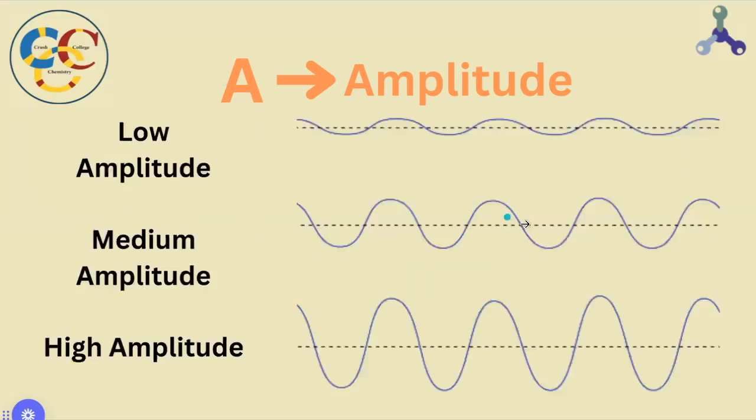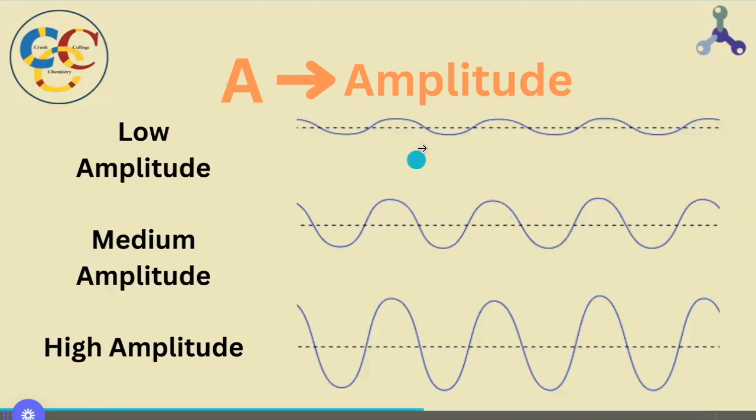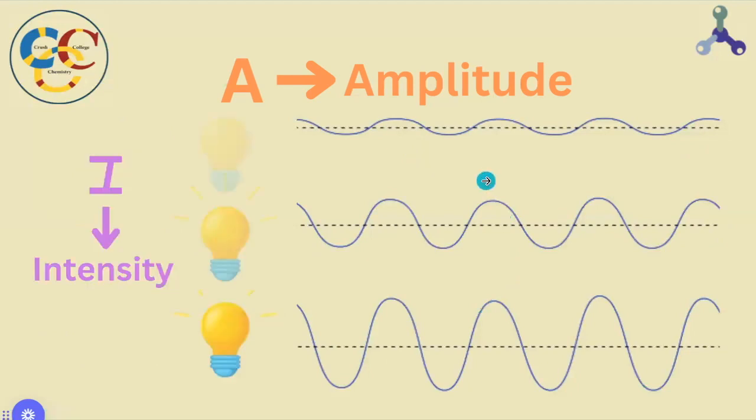All other factors constant, here's what it looks like to have waves of different amplitudes. Here's a high amplitude all the way to a low amplitude. Conceptually speaking then, amplitude and intensity, or brightness, are essentially interchangeable.